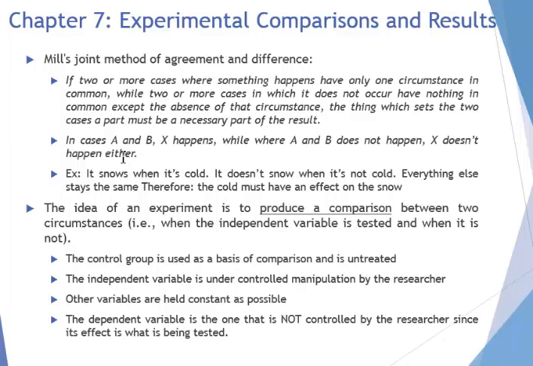The reason why you have to have two of them is because one time could be a fluke, but if it happens twice, where it happens in one case and doesn't happen in the other case, when all the other variables are the same, you can establish a causal relationship between them.